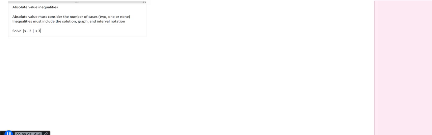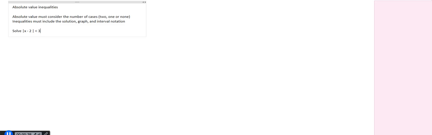This topic will be about absolute value inequalities. We have talked about two topics individually: absolute value equations and inequalities. With absolute value, we must consider the number of cases, which is possible to have two answers, one, or possibly none, which will give us a no solution. Now, the inequalities must include the solution, the graph, and the interval notation.